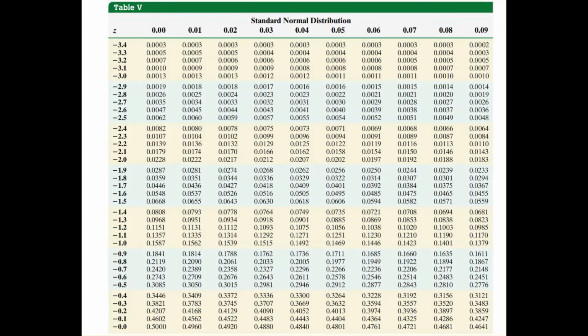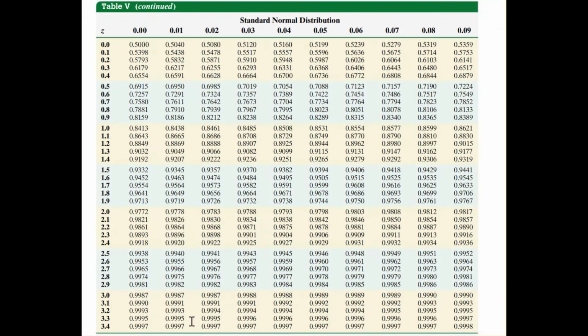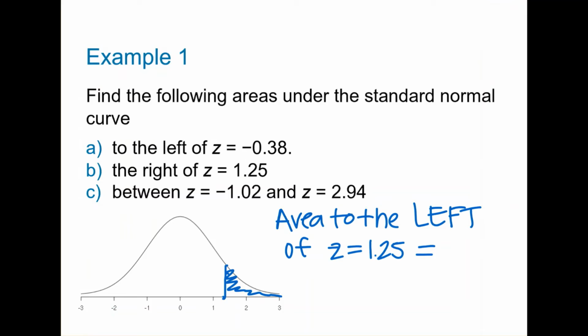Now let's find z equals 1.25. We need to go to the next page to find 1.25. First we find 1.2 and then we find 0.05 and we get 0.8944. From the table we get that the area to the left of z equals 1.25 is 0.8944. So this area here to the left is 0.8944. However, we don't want the area to the left, we want the area to the right.